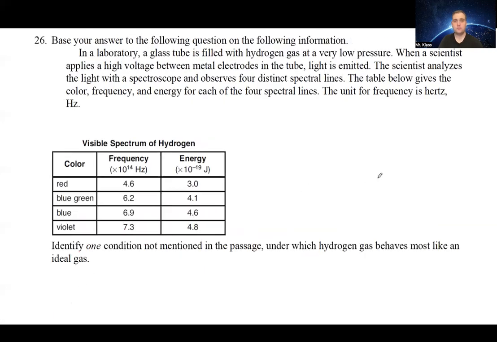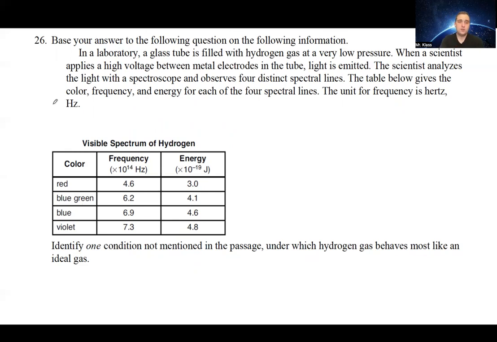Okay. So, in a laboratory, a glass tube is filled with hydrogen gas at a very low pressure. When a scientist applies high voltage between the metal electrodes in the tube, light is emitted. The scientist analyzes the light with a spectroscope and observes 4 distinct spectral lines. The table below gives the color, frequency, and energy for each of the 4 spectral lines. The unit for frequency is Hertz, or Hz. Okay, doesn't really seem like a gas law problem or a problem using KMT.